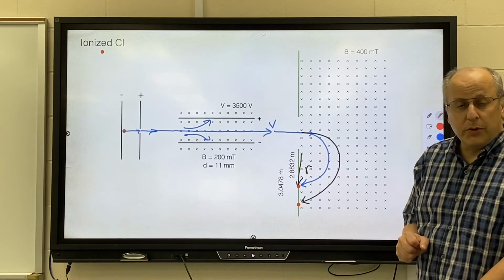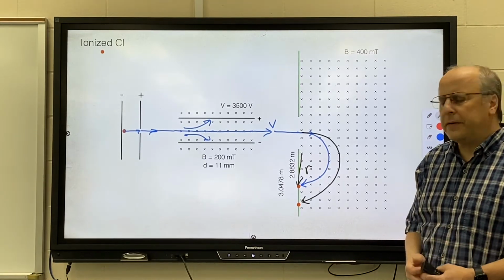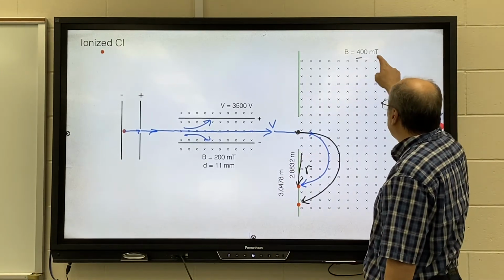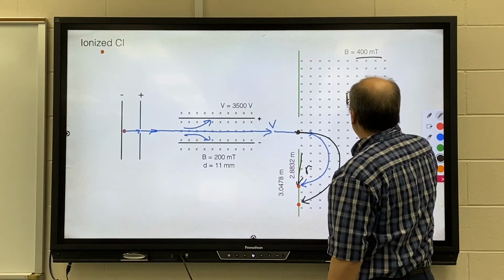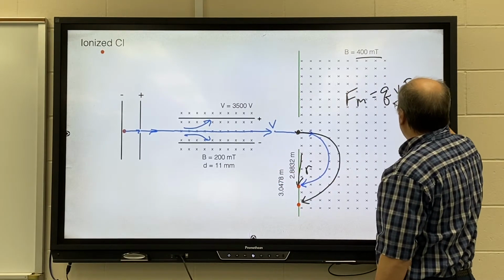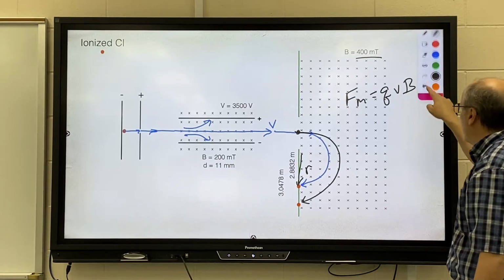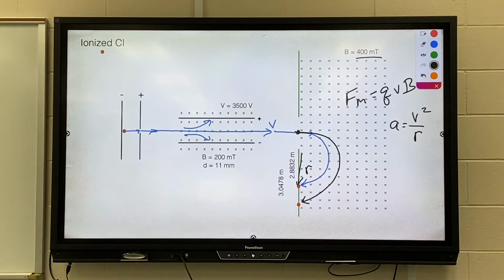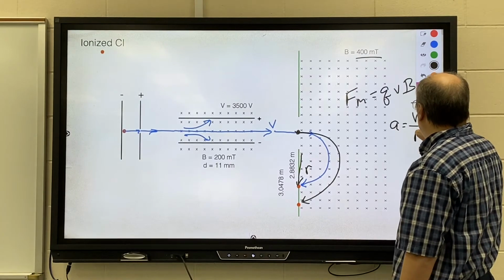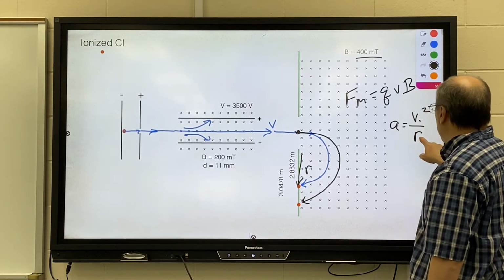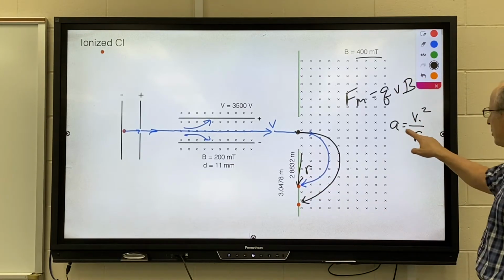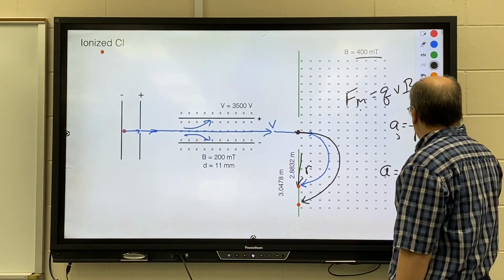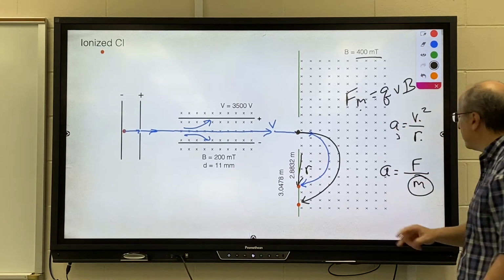Just like we did when we were doing the confinement of the antimatter. We know the speed going into here, we know the strength of the magnetic field, and we know the charge. So boom, we've got the force. Once we've got the force, we can use our velocity and the radius that we measure from our detector to get the acceleration. Once we have the acceleration and the force, we can figure out the mass of our particle.